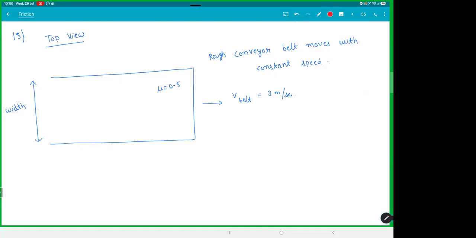Now, we choose this as the x-axis and we choose this as the y-axis. You have taken a coin and you projected it perpendicular to the motion of the conveyor belt with 4 meters per second. So the coin enters perpendicular to the motion of this conveyor belt.